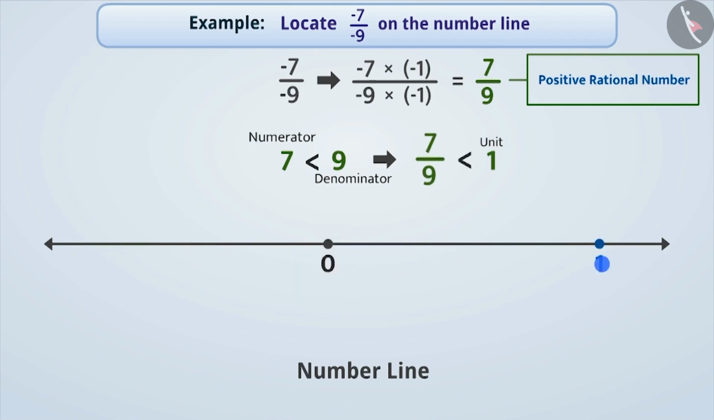To get the exact location, we will divide the distance from 0 to 1 into 9 equal parts. Since the numerator is 7, we will move 7 steps to the right of 0. With this, we will reach 7 by 9. Since 7 by 9 is equal to minus 7 by minus 9, the rational number minus 7 by minus 9 will also be denoted at this point.